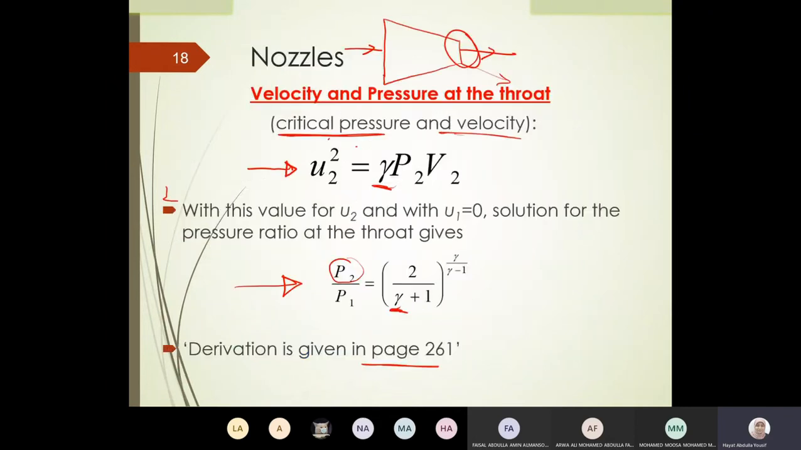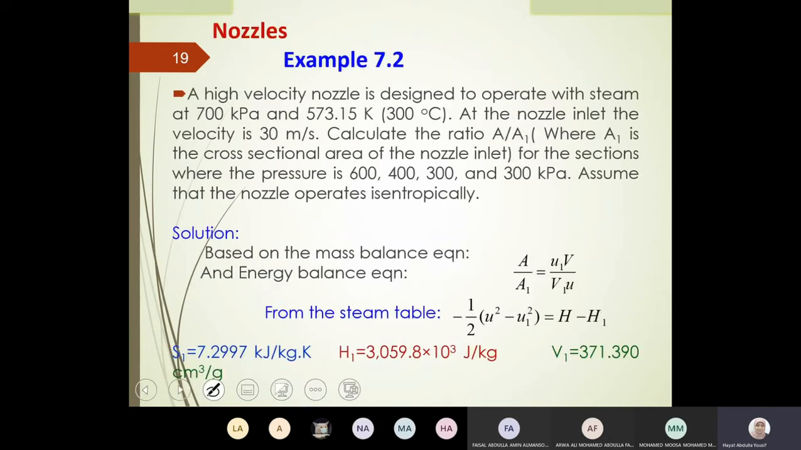Another thing I want to mention is that the equation is based on having velocity u1 equal to 0. Normally we make this assumption if the initial velocity is much smaller than the final velocity, and that is the normal case with a nozzle, unless they mention in the question how much the initial velocity is, or they give us information to calculate the initial velocity. Okay. Let's see what we have in this question.